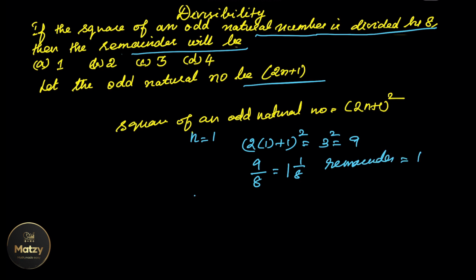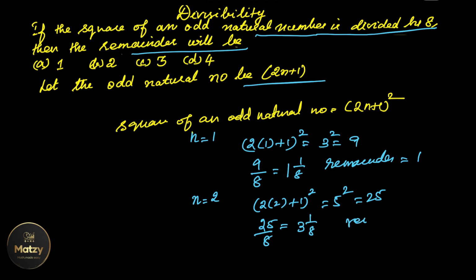Okay, let us check for the other number. When n is equal to 2, what is (2n plus 1) the whole square? (2 into 2 plus 1) the whole square, that is 5 square, that is 25. When you divide 25 by 8, what is the remainder again? That is 3 times 8 is 24, 1 over 8.